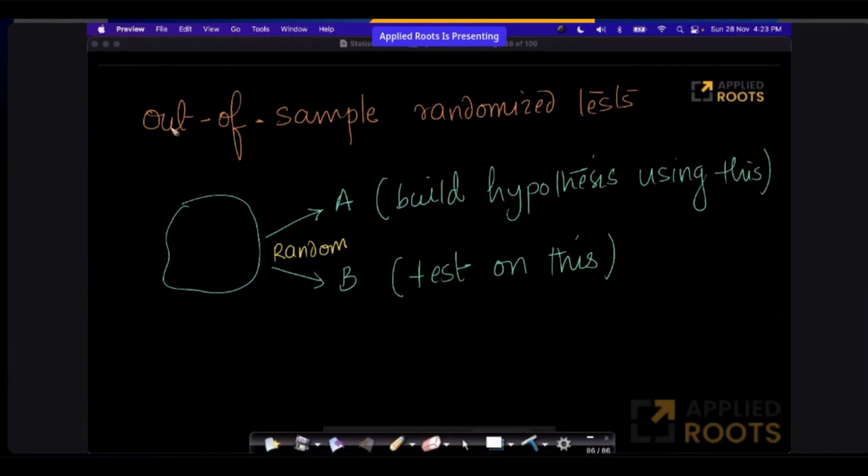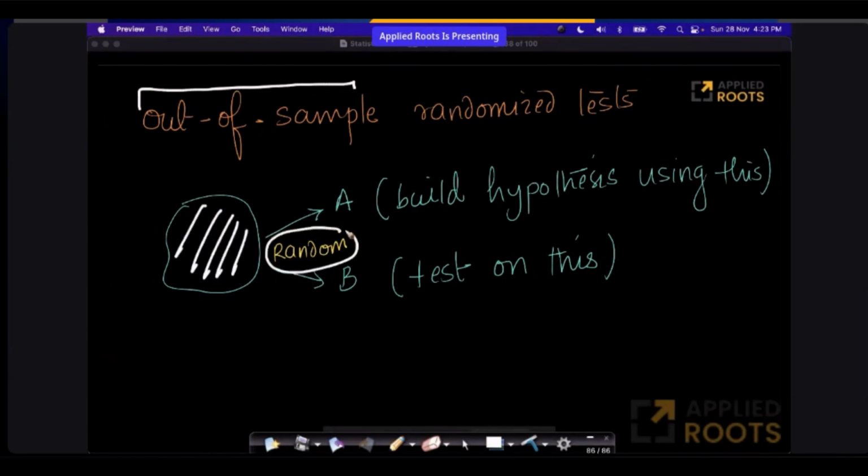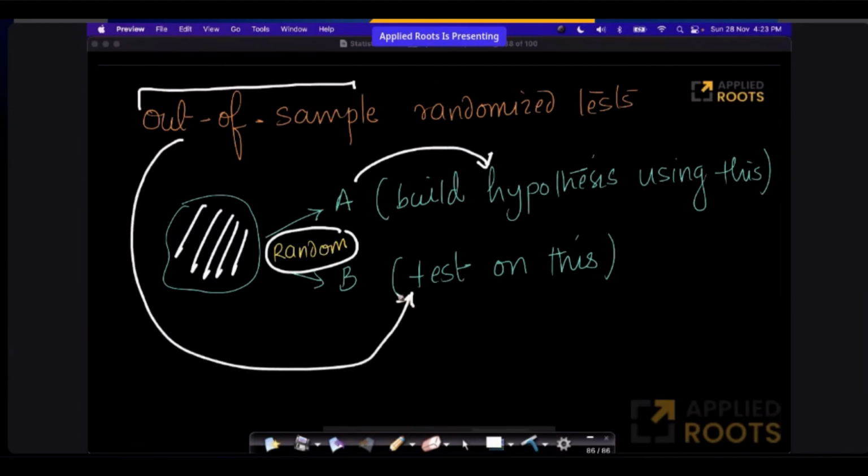Now, this is called in statistics out-of-sample randomized tests. Why is it randomized? Because the total data, we are breaking it up into two random samples. And whatever hypothesis we have built using this subset A, we are going to test that hypothesis again on the out-of-sample B, which we have not touched till now. That's the idea here. Okay, again, very simple, works reasonably well in most situations.